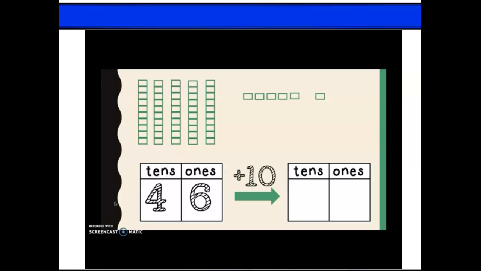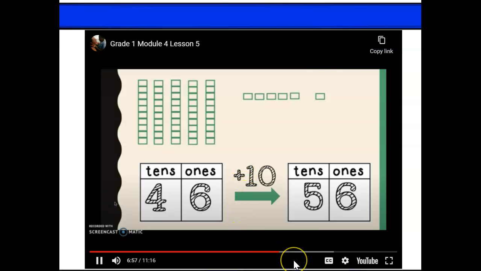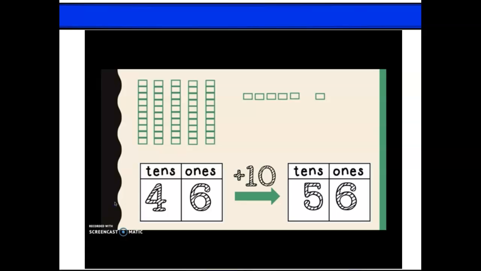All right, ready? Here we go. Now I see there's 1, 2, 3, 4, 5 tens, and then still 6 ones. Look at, only my tens changed because I was adding a new group of 10. Did my ones change at all? Nah, I didn't add any ones, just tens. This is going really well.